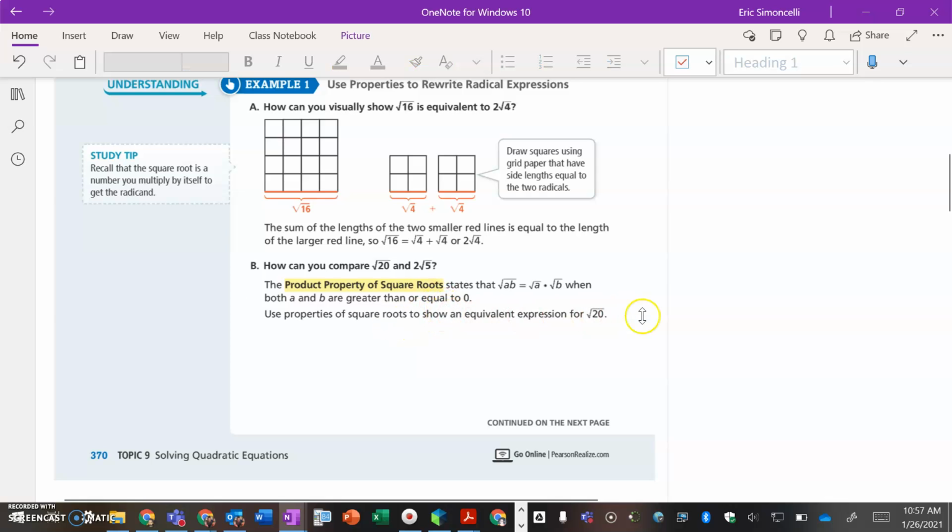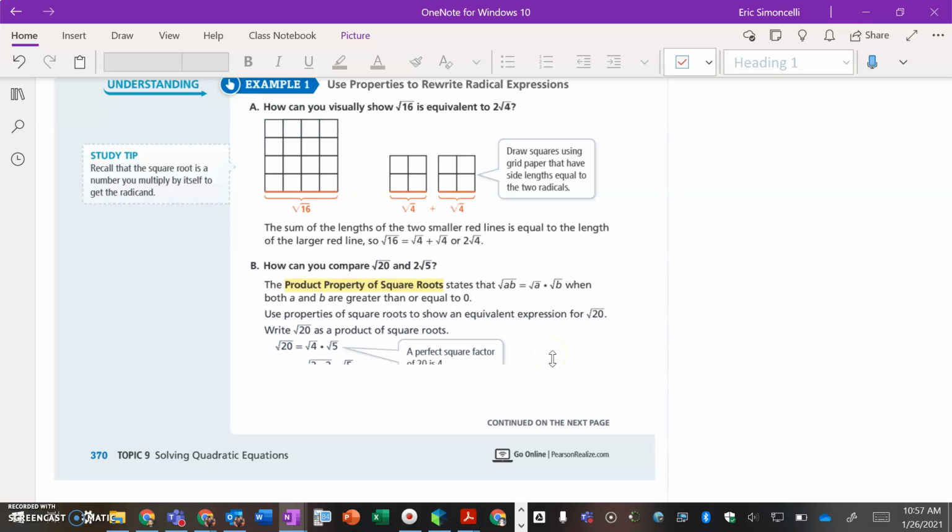We're going to use properties of square roots to show an equivalent expression for the square root of 20. And as we're about to see, writing root 20 as a product of square roots takes shape as such. So we do know that obviously 20 being the product of 4 times 5, and they've already split it up, as you can see, with root A times root B up above with that property. The square root of 4 times the square root of 5. Again, two separate roots, two separate radicands.